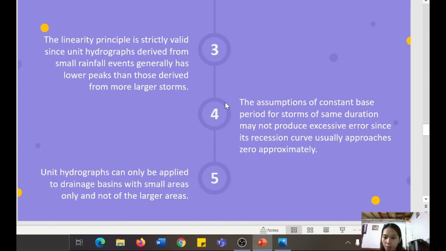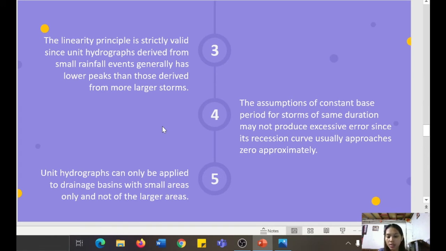So last, we have that unit hydrographs can only be applied to drainage basins with small areas and not of larger areas. Yes, because the bigger the area of the drainage, the lesser the chances of fulfilling the assumptions that we have. The limiting size of the drainage basin is considered to be 5,000 square kilometers. Beyond that, the reliability of the unit hydrograph is not that effective. So that's all, and thank you for listening.